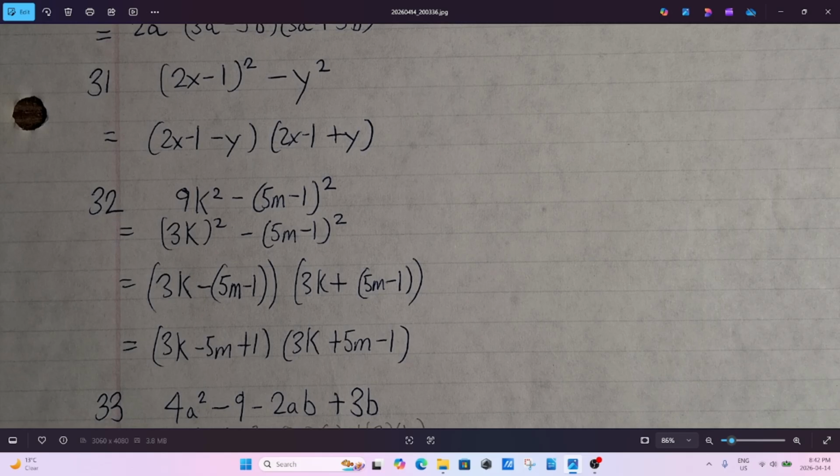32, 9k squared minus (5m minus 1) squared. That's just (3k) squared minus (5m minus 1) squared. And then we substitute into the difference of squares formula. And then we distribute the negative and distribute the positive to get (3k minus 5m plus 1) times (3k plus 5m minus 1).